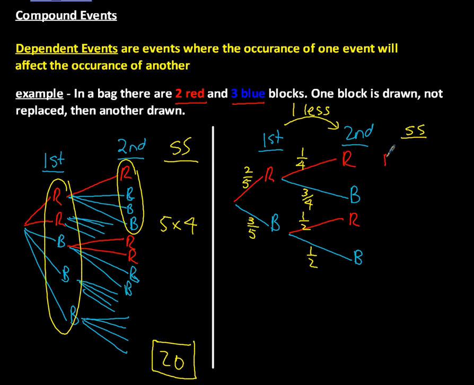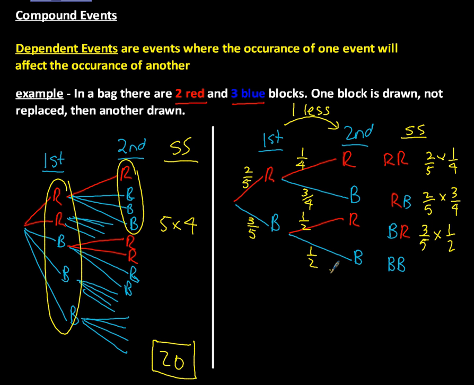We've got red, red, red, blue, blue, red, and blue, blue. But now we can use some of our little tricks with probability. To get a red, red, we know we can multiply those 2 probabilities. We've got 2/5 times 1/4. Having a red, blue would be 2/5 times 3/4. Having a blue and then a red would be 3/5 times 1/2.